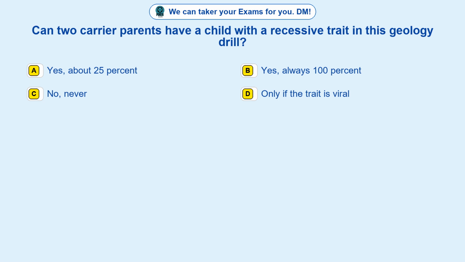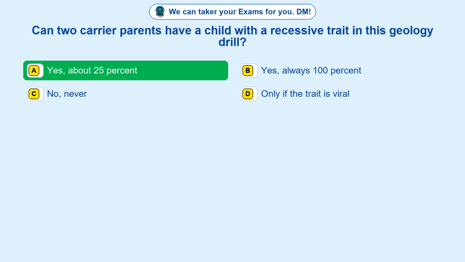Question 11. Can two carrier parents have a child with a recessive trait in this geology drill? Option A. Yes, about 25%. Option B. Yes, always 100%. Option C. No, never. Option D. Only if the trait is viral. The correct answer is option A.